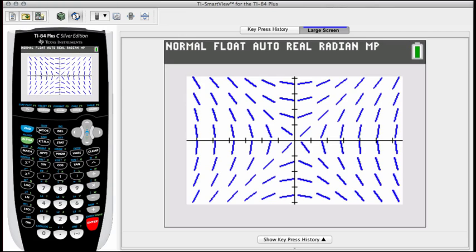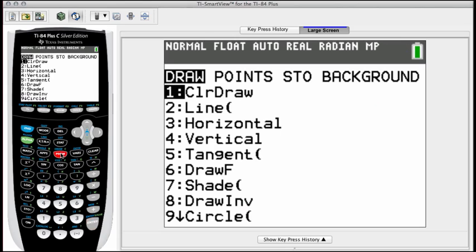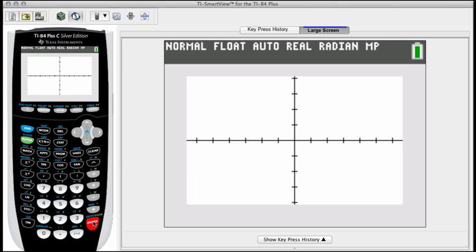Let's try another one. Remember, we'll want to clear this out first. You do that by hitting second program. You'll notice it says draw over it, and the first option is clear draw. And you'll notice all your slope field cuts go away.